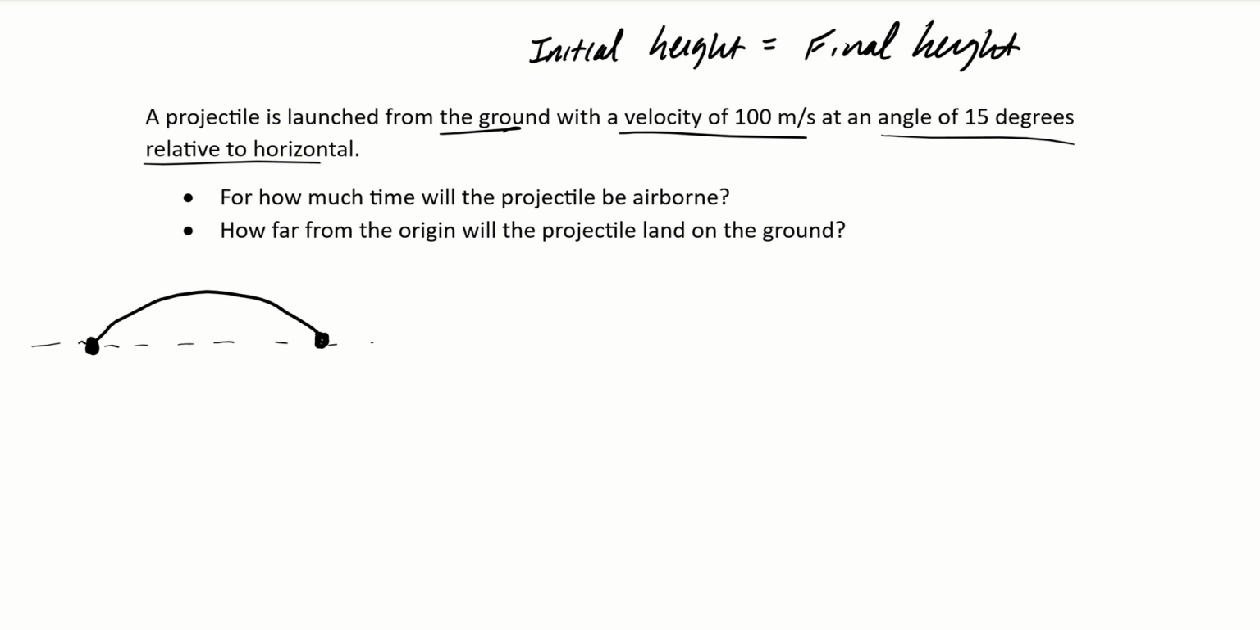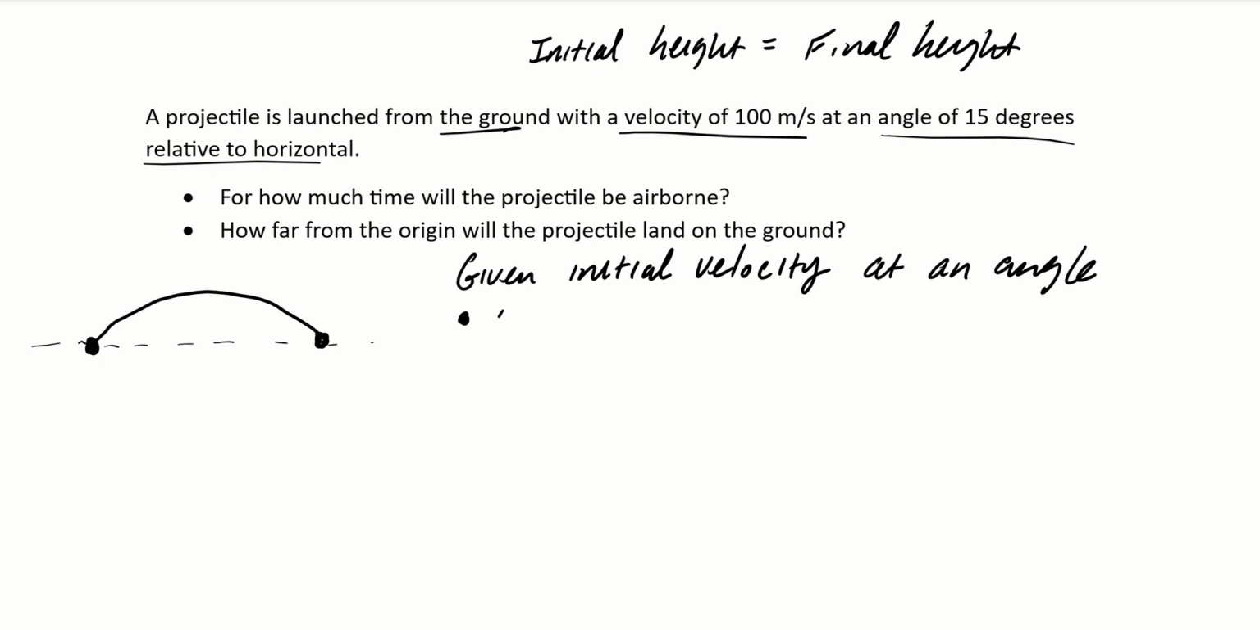Okay? Now for all of these problems, you're given the initial velocity. But that velocity is at an angle. So what you need to calculate is the initial x velocity and the initial y velocity. And you do this by resolving the vector components.